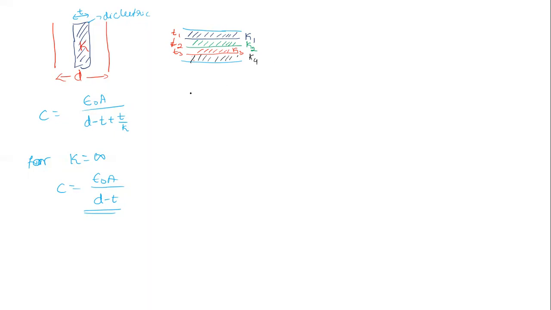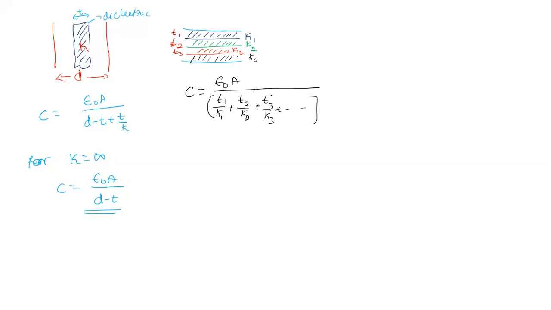In that case, you need to use this formula: C equals epsilon naught A divided by the distance, which is T1 by K1 plus T2 by K2 plus T3 by K3 plus so on, as many as are given. Sir, what if there is still a gap between the plates?